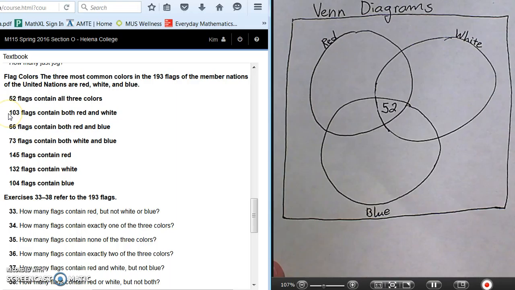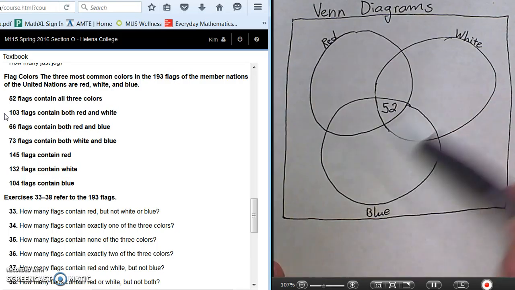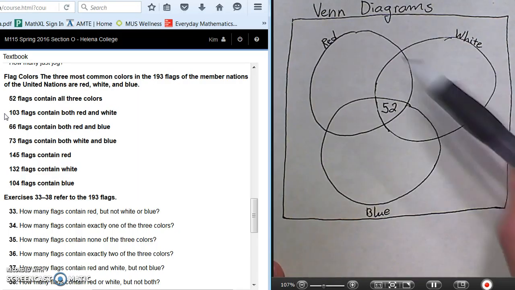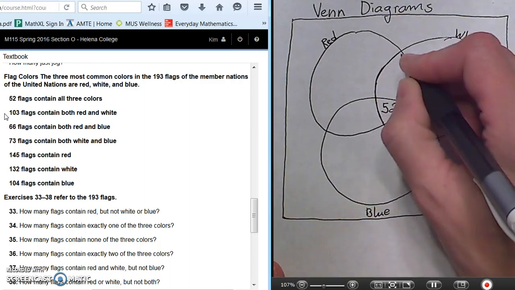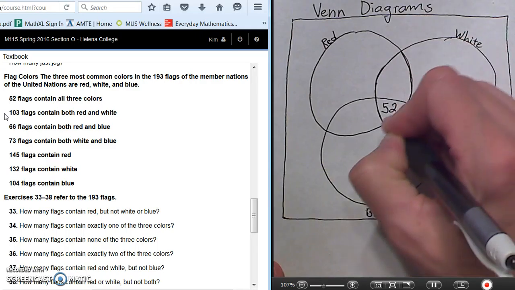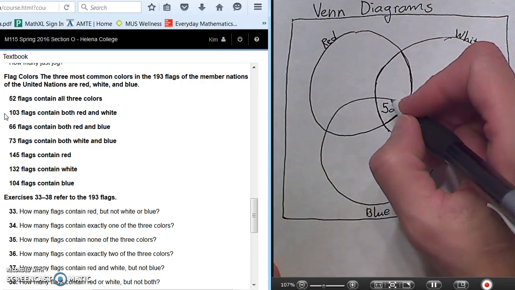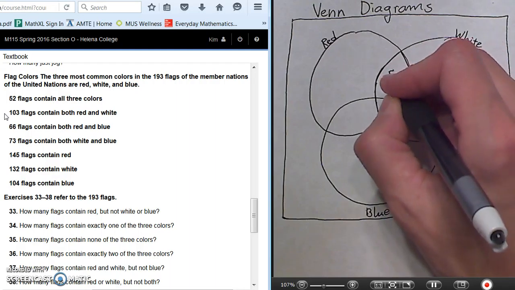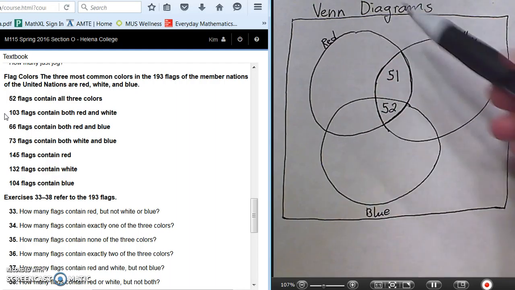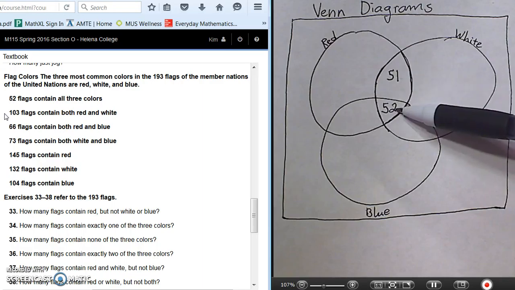Second information. 103 flags contain both red and white. So where the red circle and the white circle overlaps, which is kind of like an I shape, 103 flags need to go in there, but 52 are already there. 103 take away 52 is 51. So altogether I have 51 plus 52, which is 103 red and white flags.